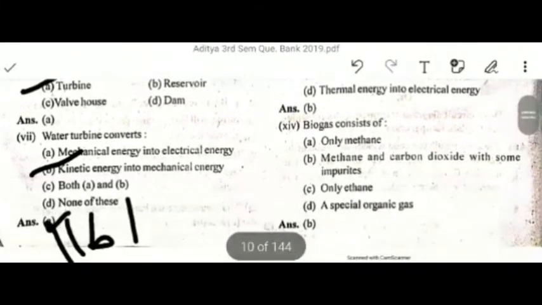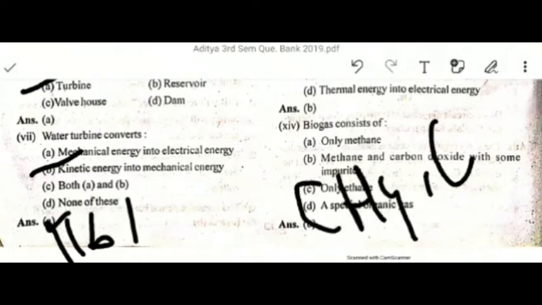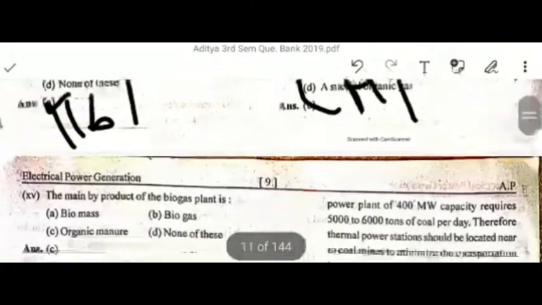Now the 14th question is: biogas consists of, you should know that biogas consists of CH4 methane and carbon dioxide and some impurities. Biogas consists of methane and carbon dioxide and some impurities. So here option B will be the correct answer.